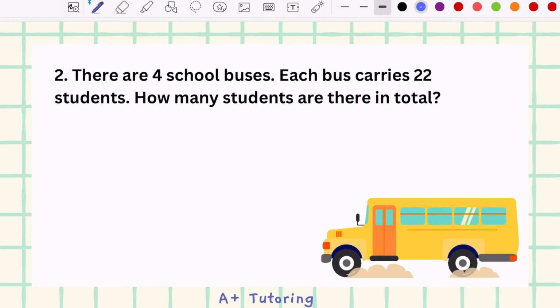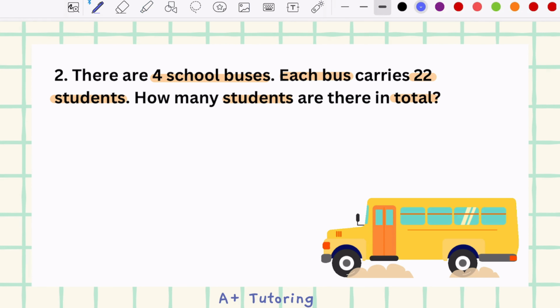Question number 2. Again, make sure to pause the video here and take a second to read the question carefully. Now that you've had a chance to read the question, let's go through and figure out what our keywords are. So, there are 4 school buses. Each bus carries 22 students. How many students are there in total?